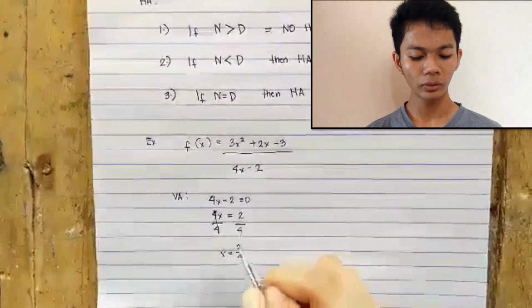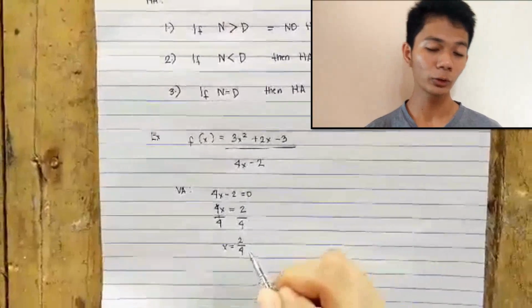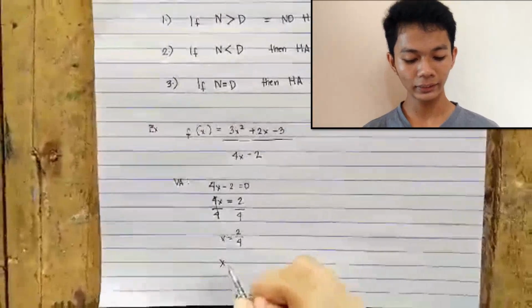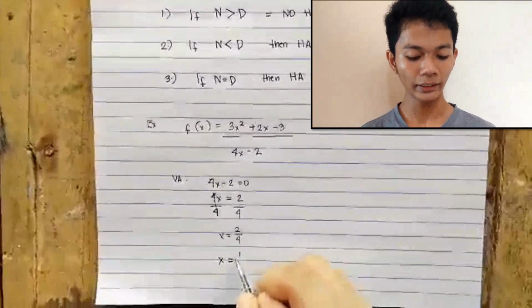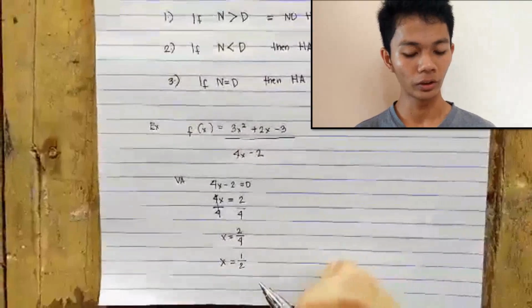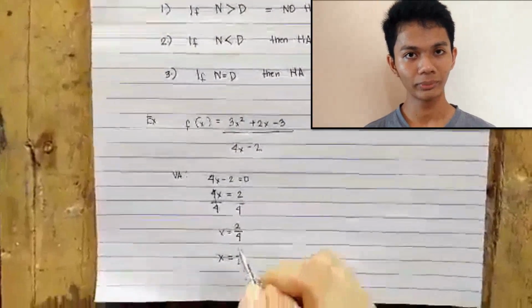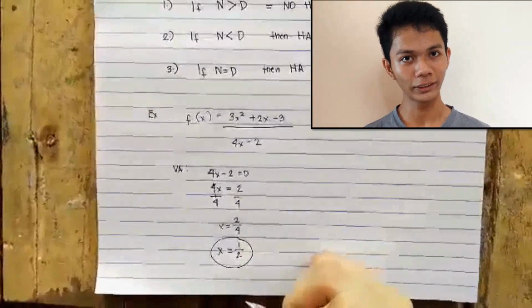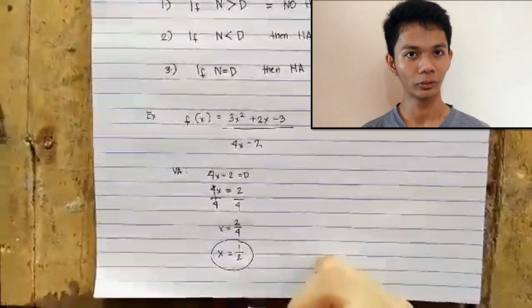But then again, we can see that 2 over 4 is not in its lowest terms. So let's put it there: x equals 1 over 2. And there you have it, the vertical asymptote, which is 1 over 2, or 1/2.